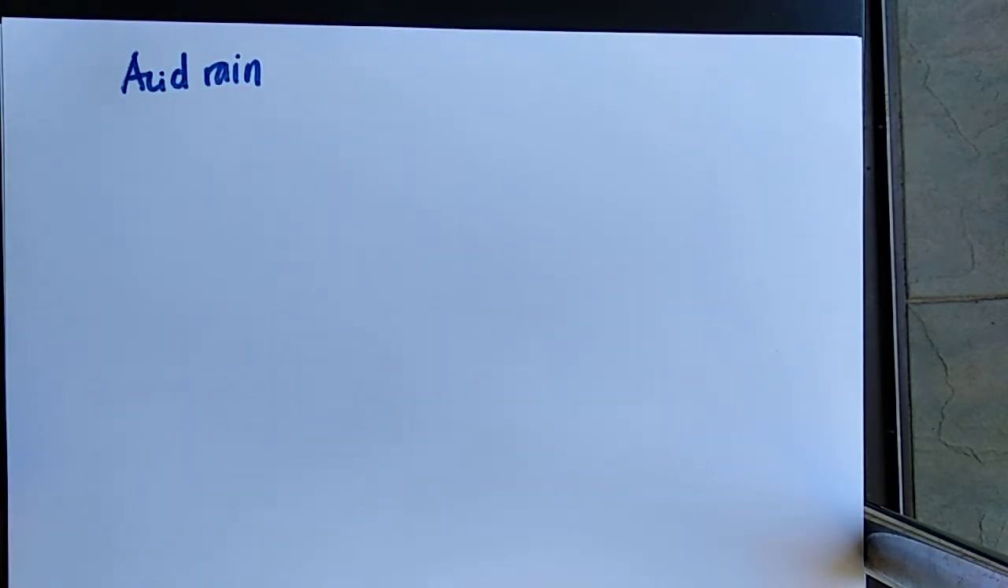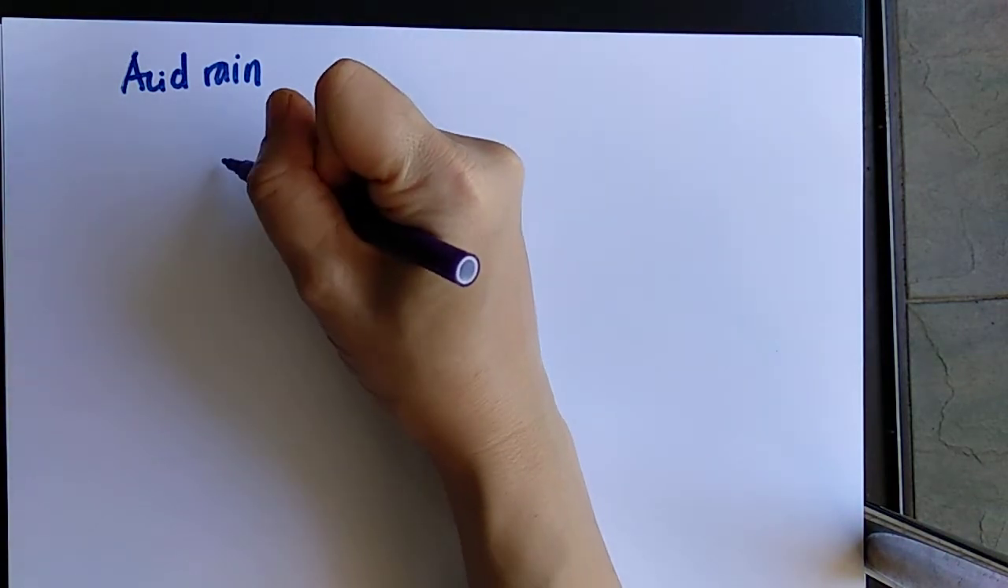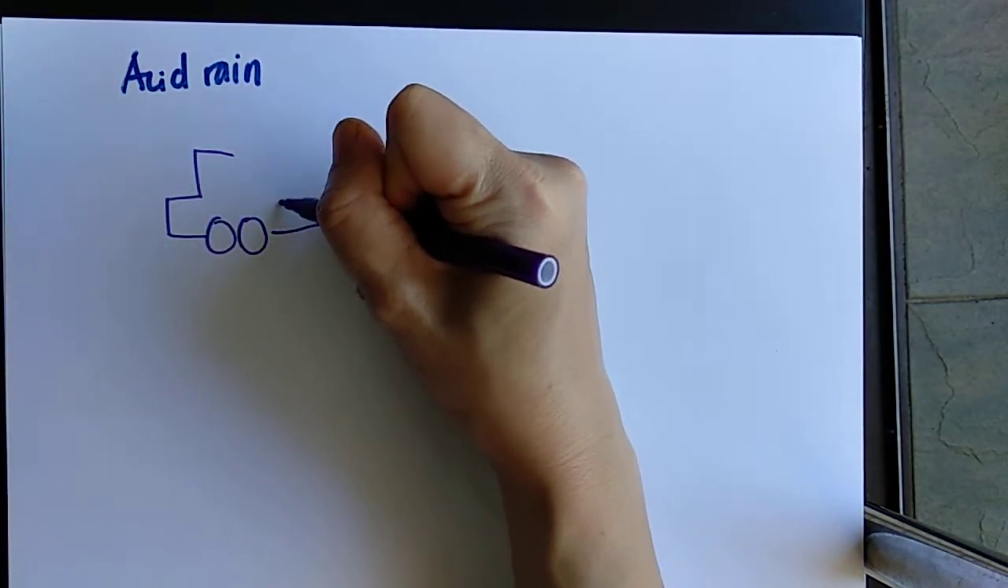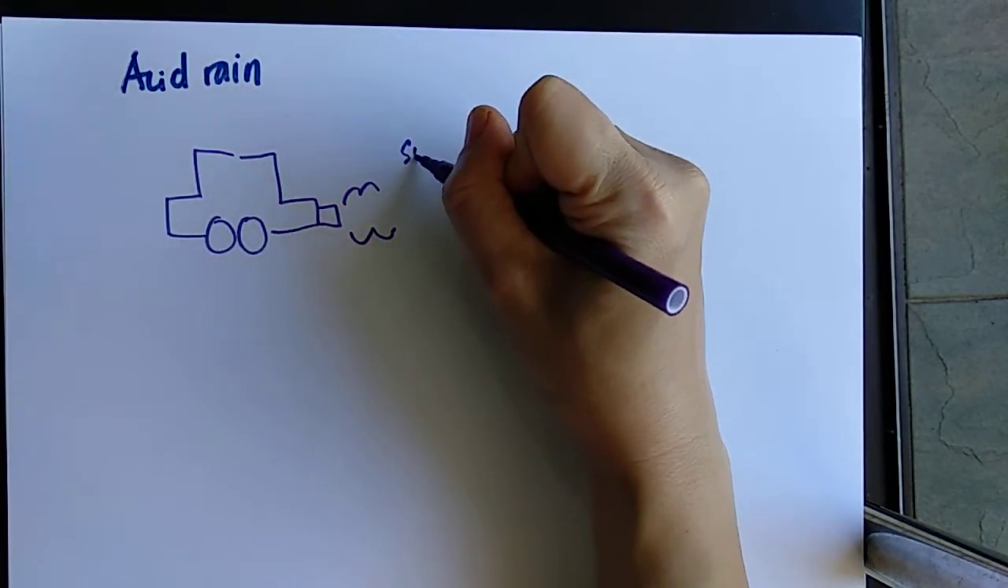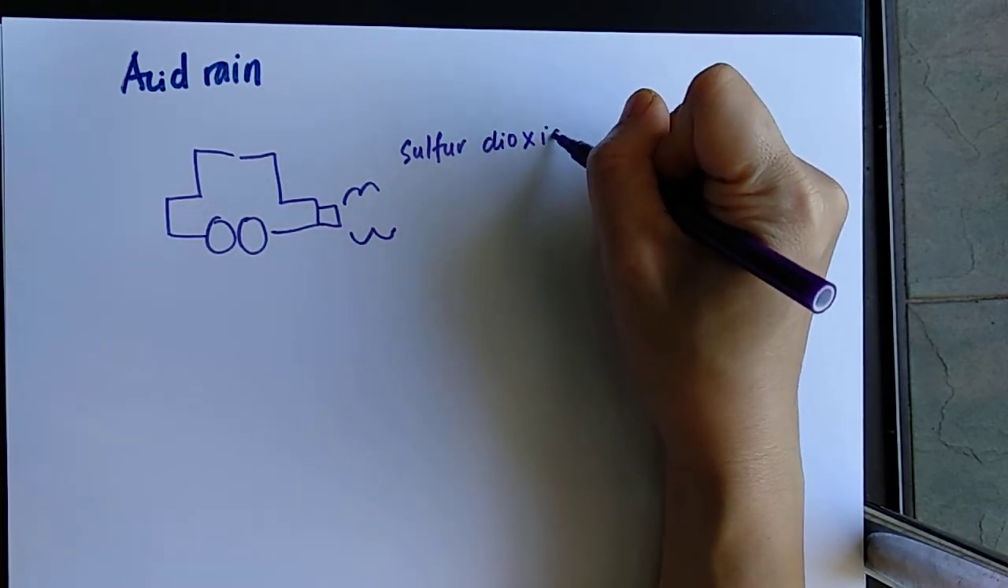Okay, what is acid rain and where does it come from? So what happens is there are two kinds of gases mainly that cause acid rain. The first gas is sulfur dioxide and the second gas is nitrogen dioxide. Sulfur dioxide comes mainly from the burning of fossil fuels.